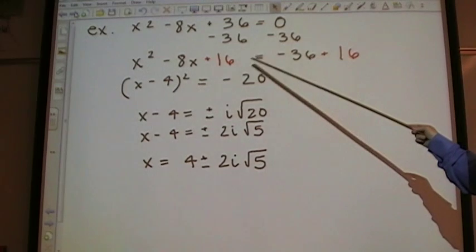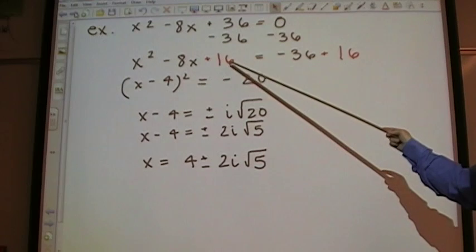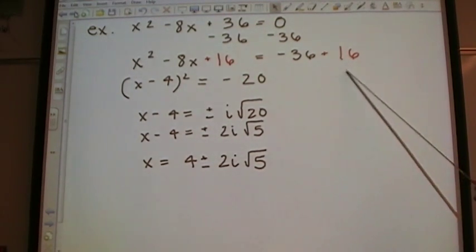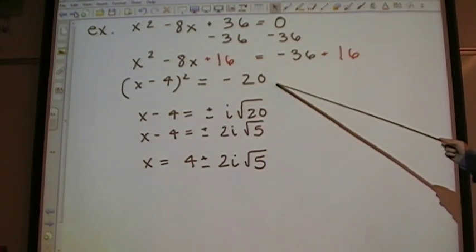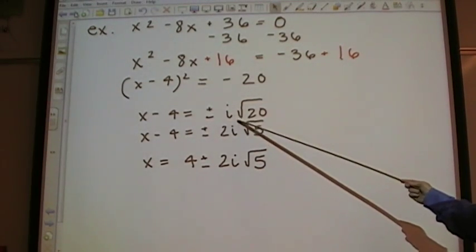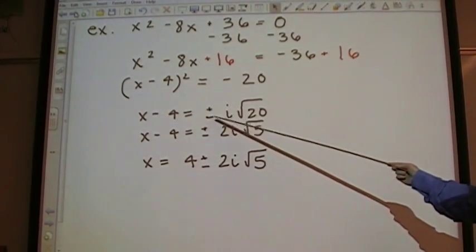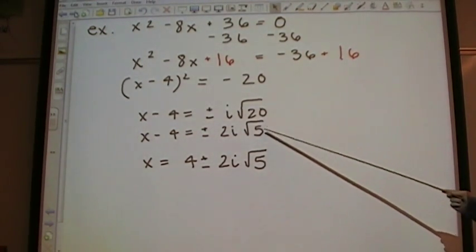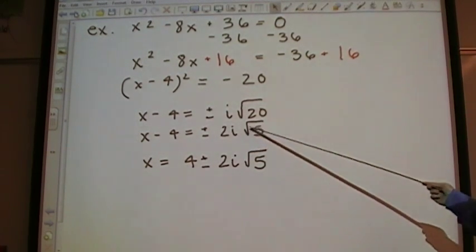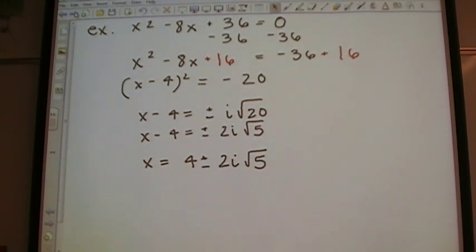So subtract 36. Take your b value divided by 2, squared, is 16. Add 16 to both sides. You end up with negative 20. And the square root of a negative number, you've got to pull the i out, right? So you take the square root of this, you get x minus 4 equals plus or minus i root 20. The 20 breaks down to 2i root 5. So your final answer is x equals 4 plus or minus 2i root 5.